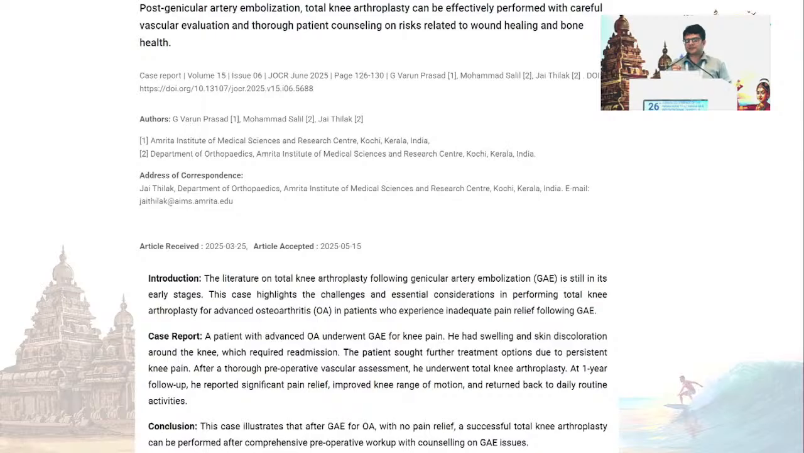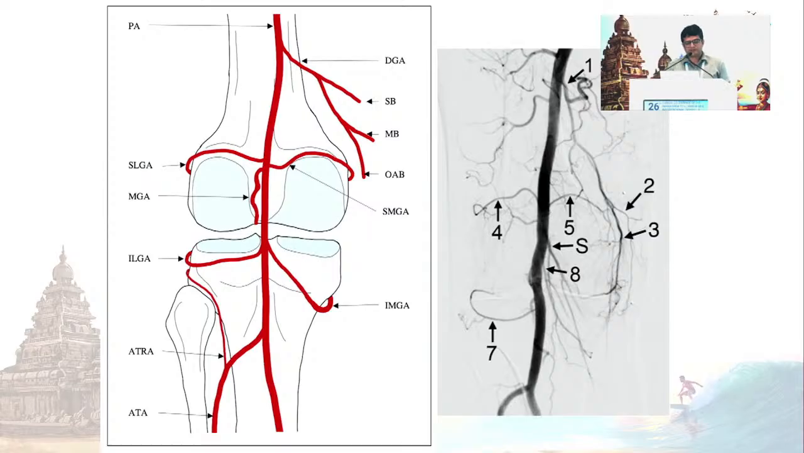The orthopedics would ask whether there is any change in the surgery after genicular artery embolization. No, they can do the surgery in the same way. We have many patients who had clinical failure of genicular artery embolization. They underwent TKR and had no issues after TKR. So the previous speaker has already talked about this.